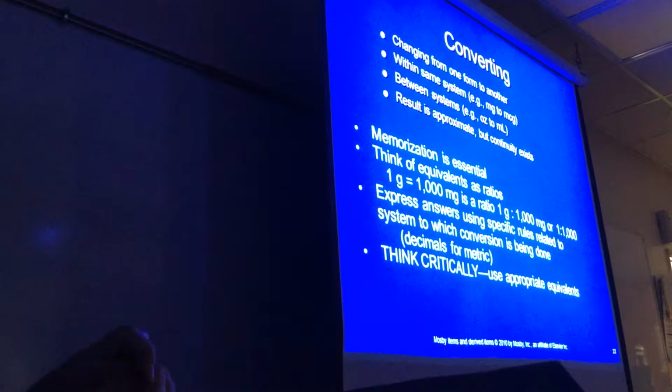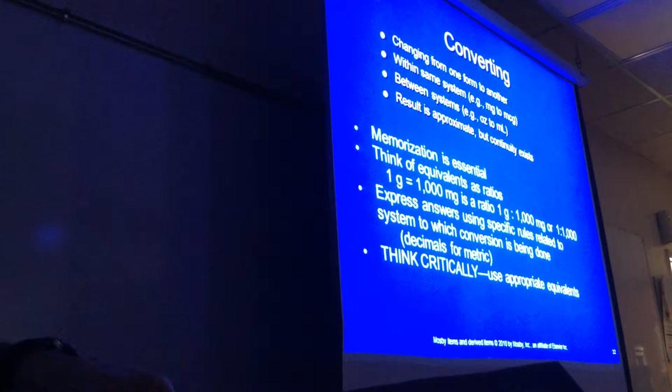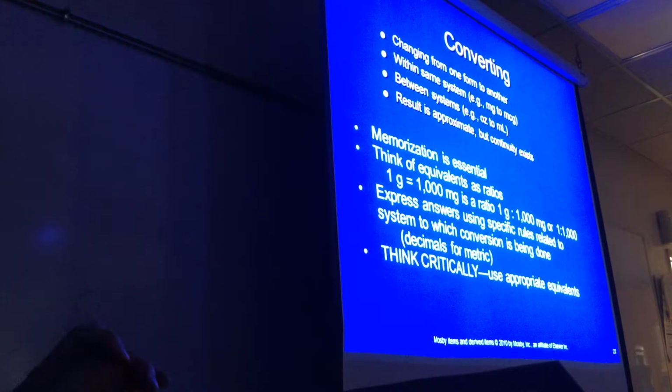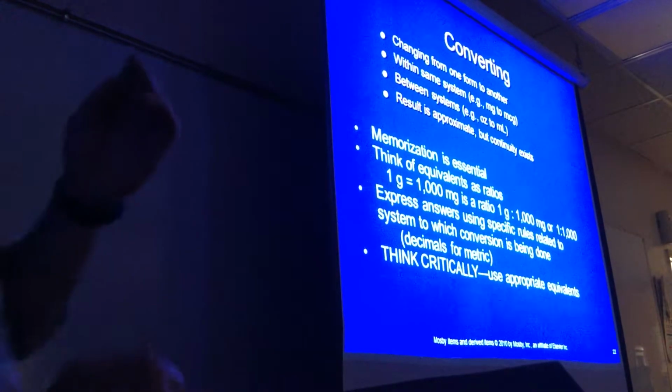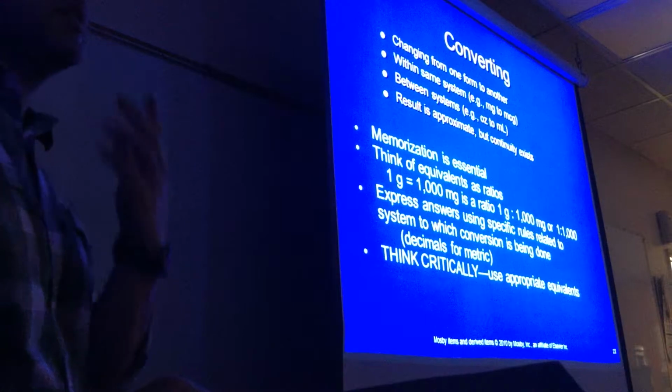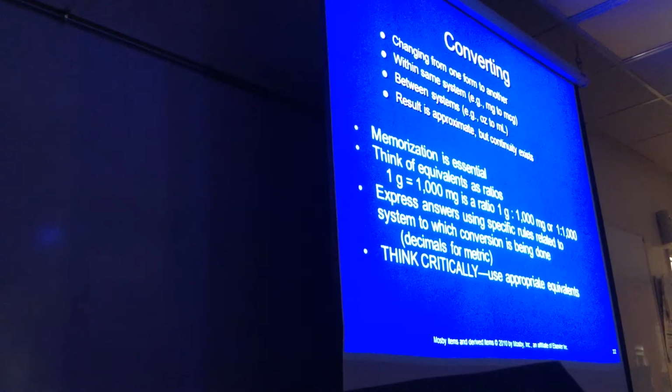Express answers using specific rules related to the system to which conversion is being done. So remember, this is the one that I always stress. No fractions for metric. Always everything in decimals and whole numbers, okay? And make sure you think critically and use appropriate equivalents. In later chapters, we'll start doing what we call dimensional analysis. For those who have taken chemistry, you know what dimensional analysis is. But it's a way of converting units. And so that's where the think critically and using appropriate equivalents will come into play for our math.